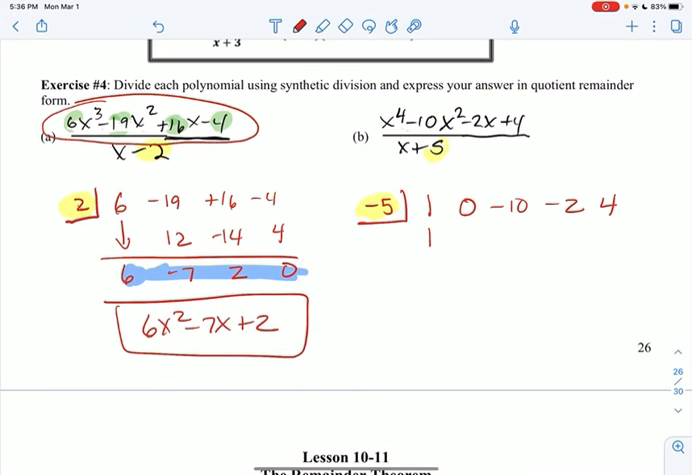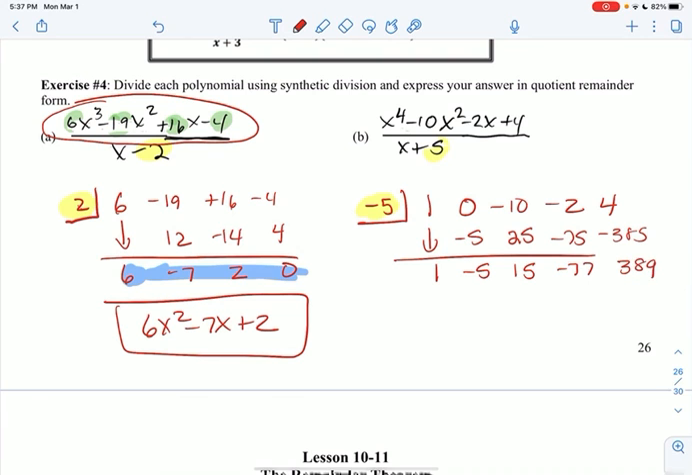All right, so you drop the number down, multiply, negative 5 times 1 is negative 5, add, 0 plus negative 5 is negative 5, multiply, negative 5 times negative 5 is positive 25, add, negative 10 plus 25 is 15, multiply, negative 5 times 15 is negative 75, add, negative 77, multiply, negative 5 times negative 77 is negative 385, and add, 4 plus negative 385 is 389. My last number right here is my remainder.